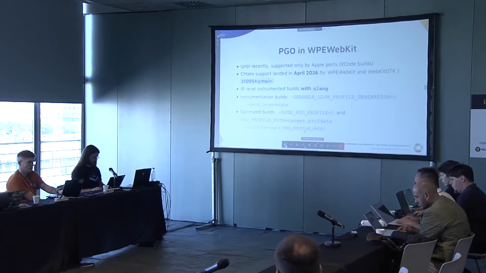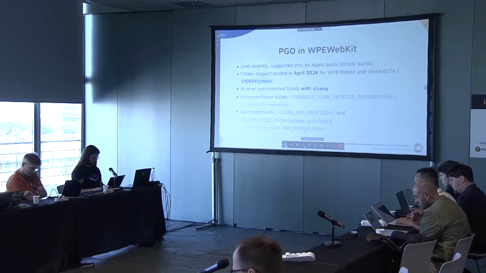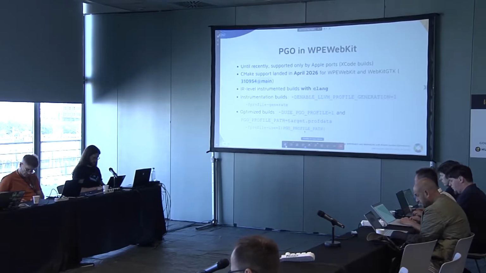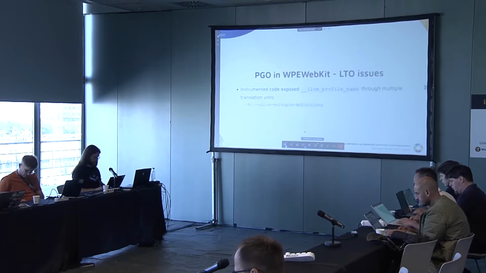So in WebKit, until recently, it was supported only by Apple ports in the Xcode builds, and in April we added support for CMake for WPE and GTK. As mentioned, it's IR level with Clang, and it's exposed as two CMake options: enable LLVM profile generation and use PGO profile, which receives the profile file that will be used.